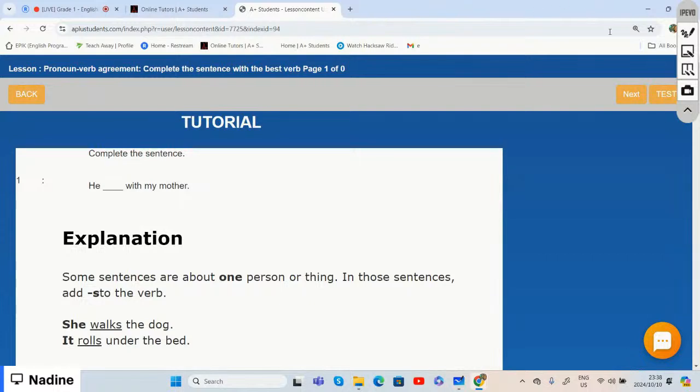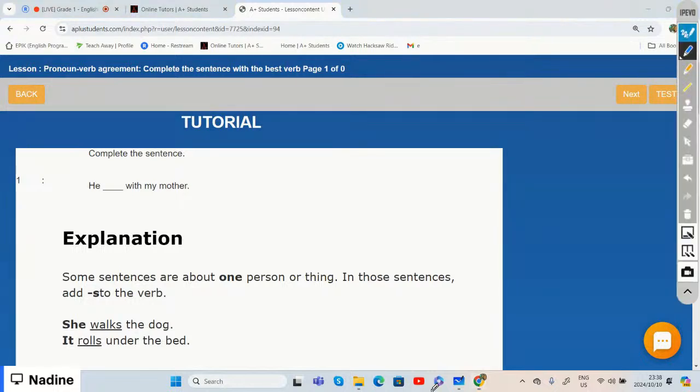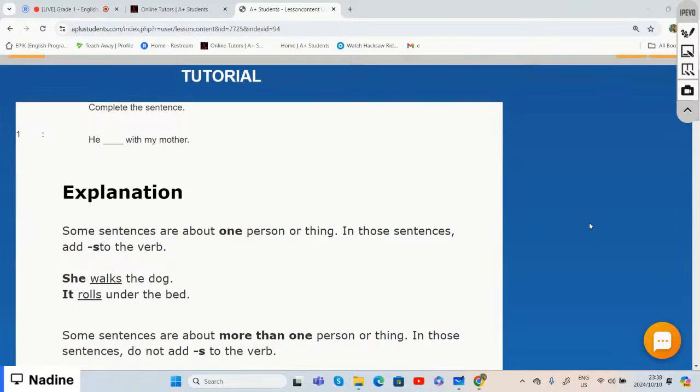So some sentences are about one person or thing. And in those sentences, we add an S to the verb. For example, instead of saying Anna, we say she walks the dog. Instead of mentioning the object, we say it rolls under the bed. We still add our S to our verb if one person, animal, or thing does something.